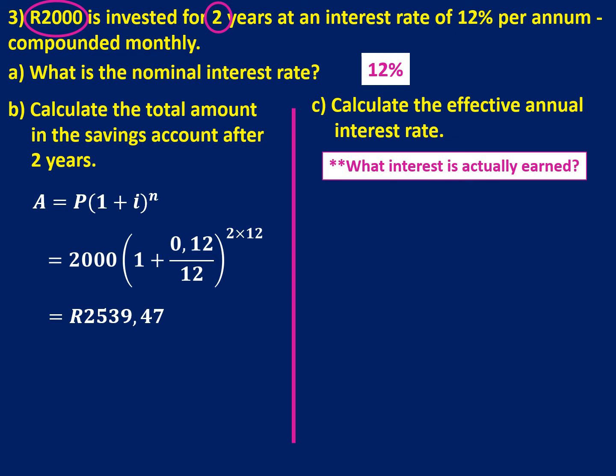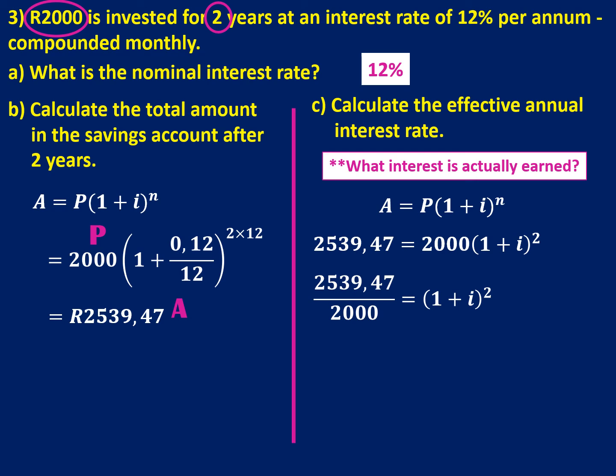So now we're going to take 2,539 Rand and 47 cents, and that's going to be our A value, and 2,000 is going to be our P value. And we want to know how much interest are we actually earning. All right. Now, we're not going to divide by 12 and multiply by 12. We've already done that calculation. We want to see what is the actual interest I've earned. So the first thing I'm going to do is divide by 2,000, and I end up with a fraction.